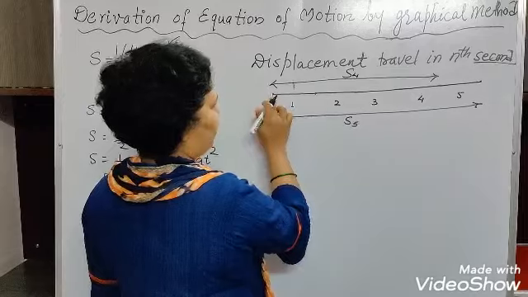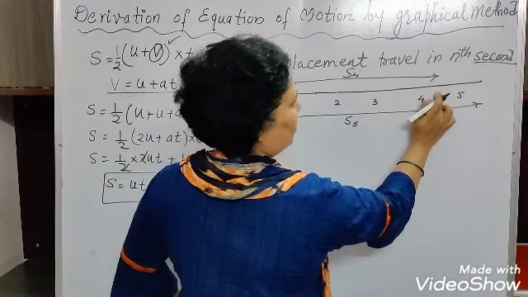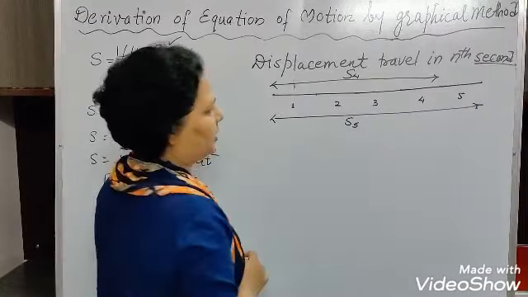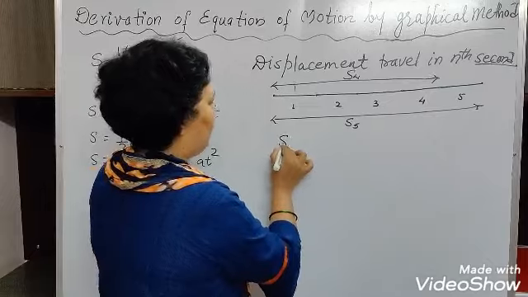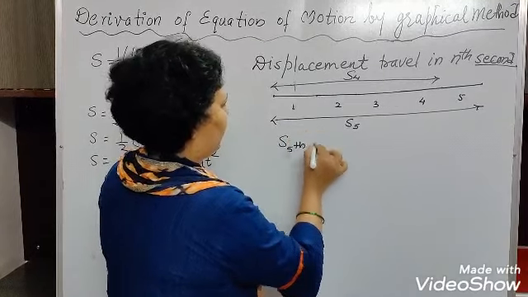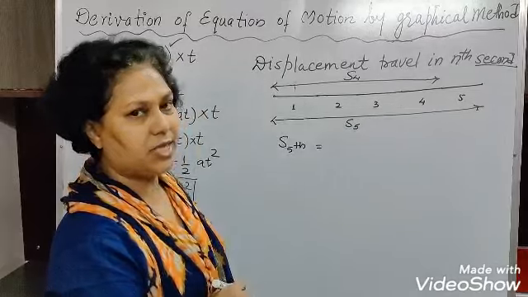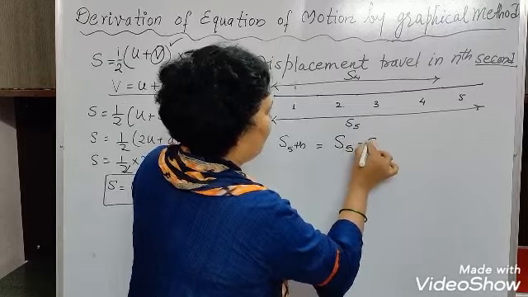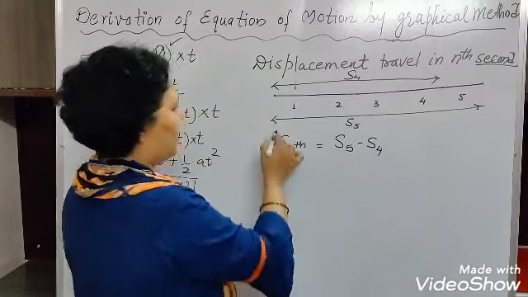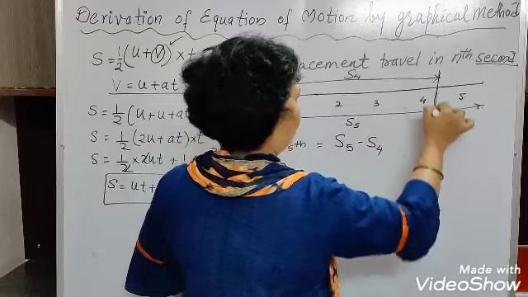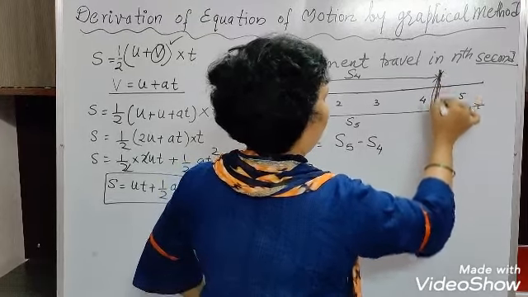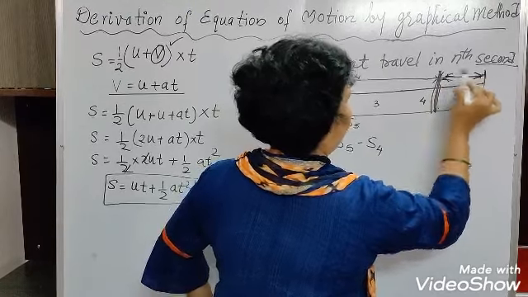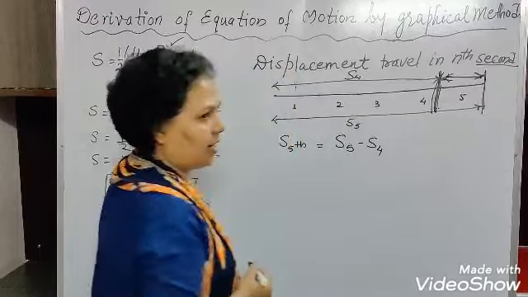Suppose from the starting to where the 4th second is, this much distance is traveled by the object. So if we have to calculate the distance traveled in the 5th second, what we will do is just subtract S5 minus S4. Means from here to here, if we subtract, we will get this distance, which is traveled by the object in the fifth second.